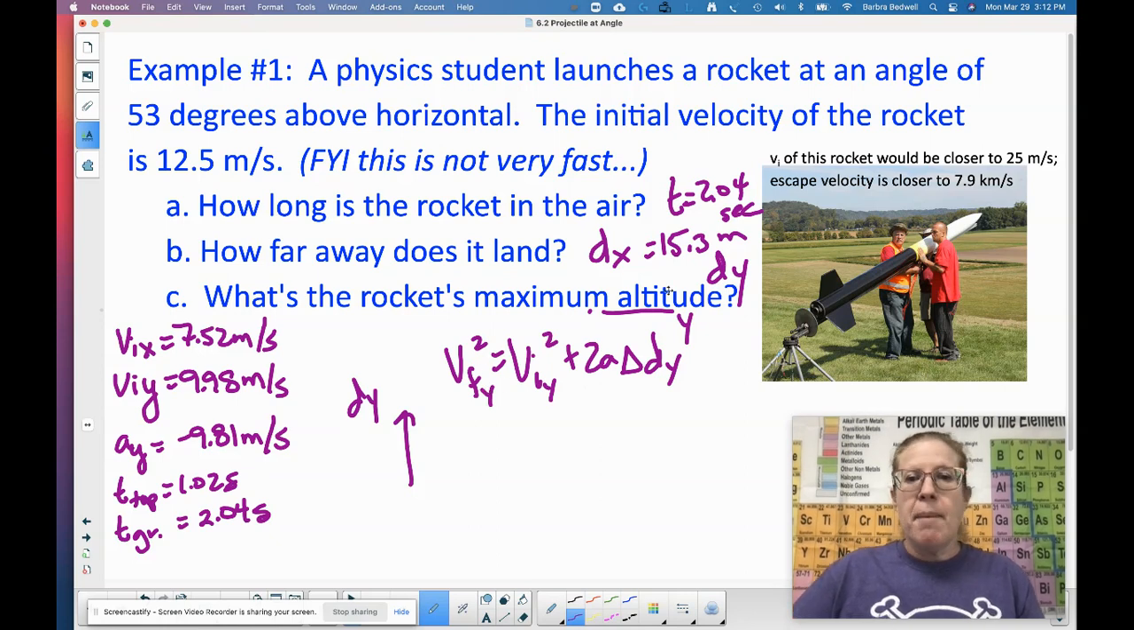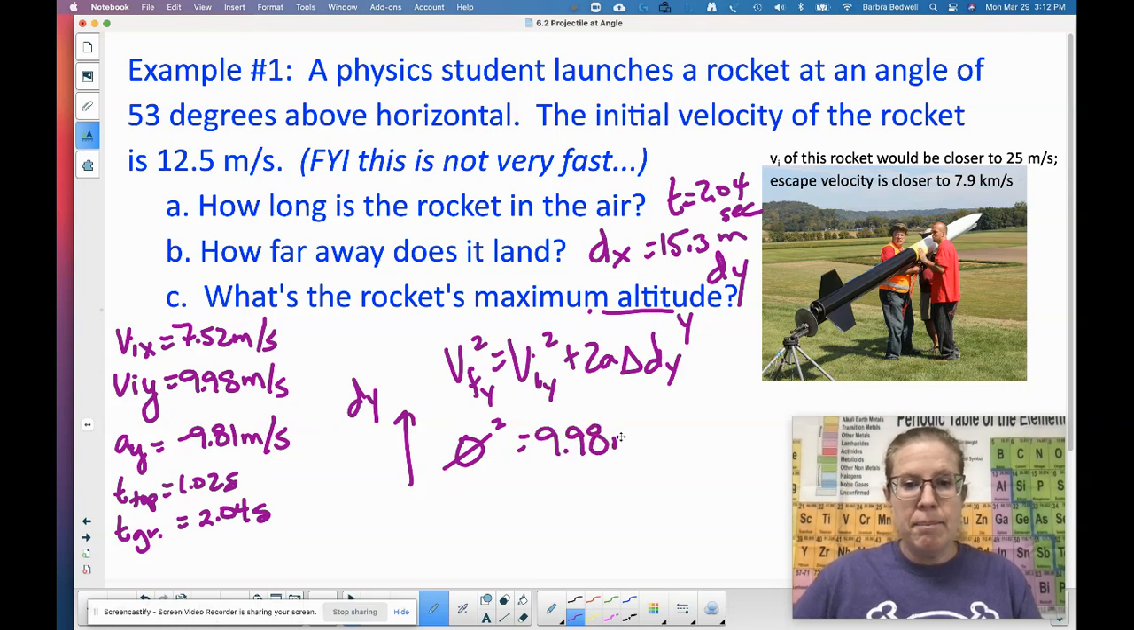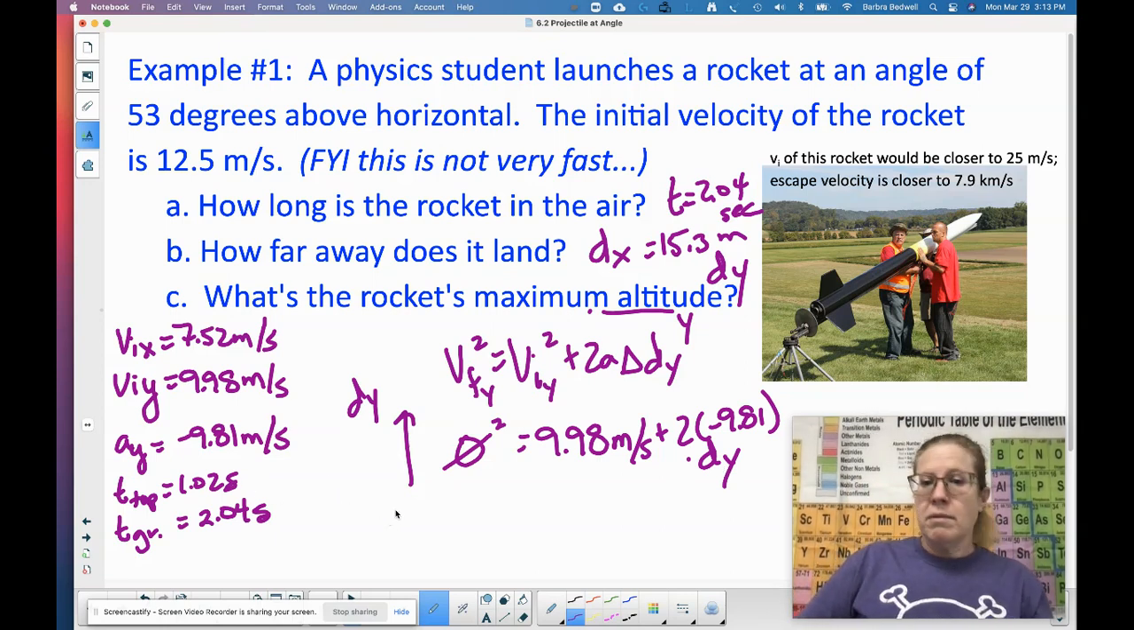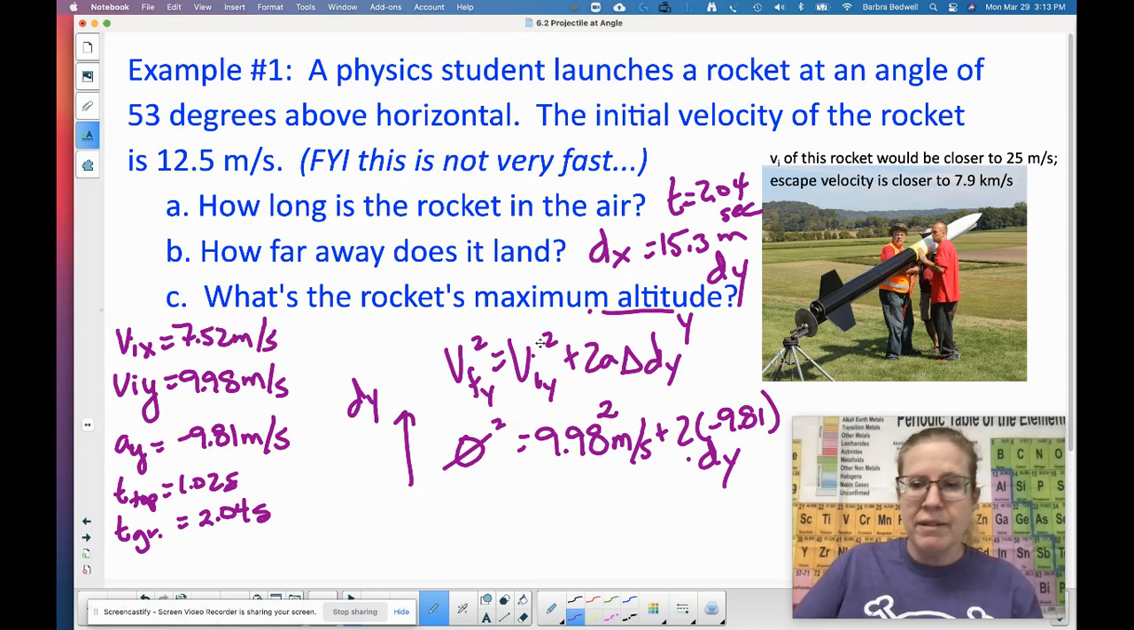So VF squared, maximum altitude. What's its velocity at the maximum altitude? Okay, maximum altitude, velocity equals 0. Initial velocity in the y component is 9.98 meters per second, plus 2 times our acceleration, negative 9.81, times vertical distance. So now it's just algebra. This is squared. Oh my gosh, I almost forgot to write the squared. VI squared, don't forget that.